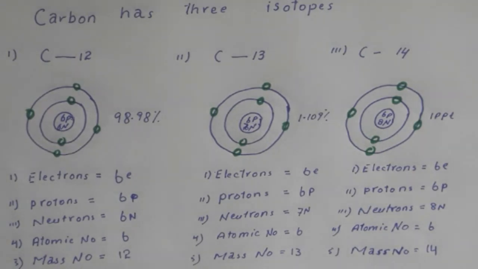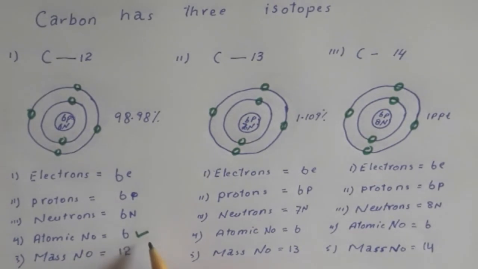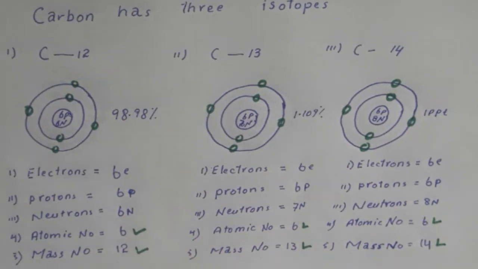So they are isotopes. Why are they isotopes? The reason is because they have the same atomic number. Carbon 12 has atomic number 6, carbon 13 also has atomic number 6, and carbon 14 also has atomic number 6, while the mass number of carbon 12 is 12, the mass number of carbon 13 is 13, and the mass number of carbon 14 is 14. So the mass numbers are totally different due to a different number of neutrons, while the atomic number is the same. So they are isotopes.